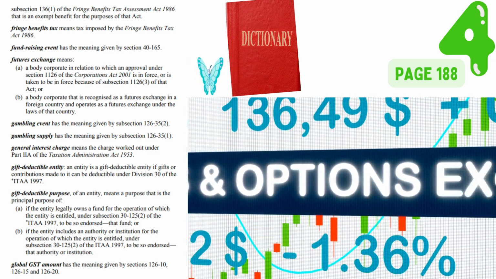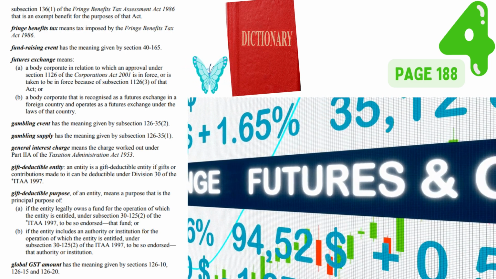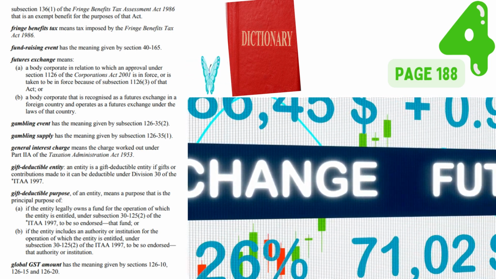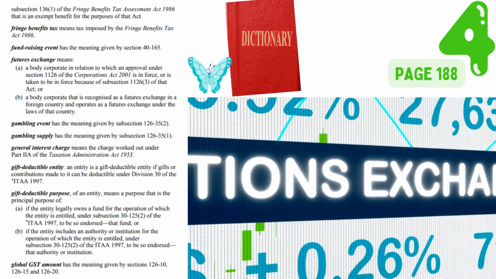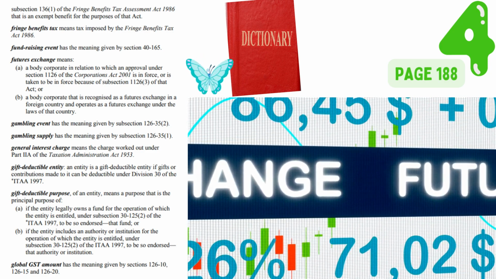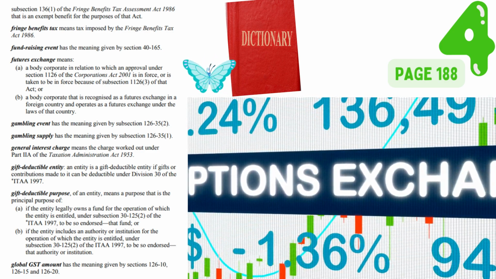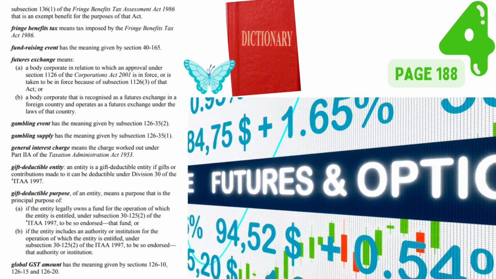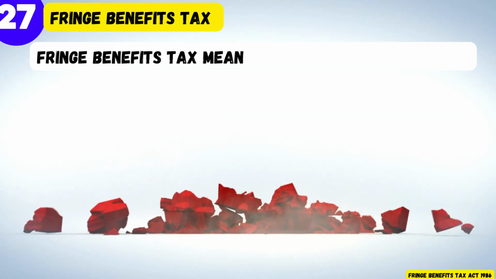27. Fringe benefits tax. 28. Fundraising event. 29. Futures exchange. 30. Gambling event. 31. Gambling supply. 32. General interest charge. 33. Gift deductible entity. 34. Gift deductible purpose. 35. Global GST amount. Word number 24.